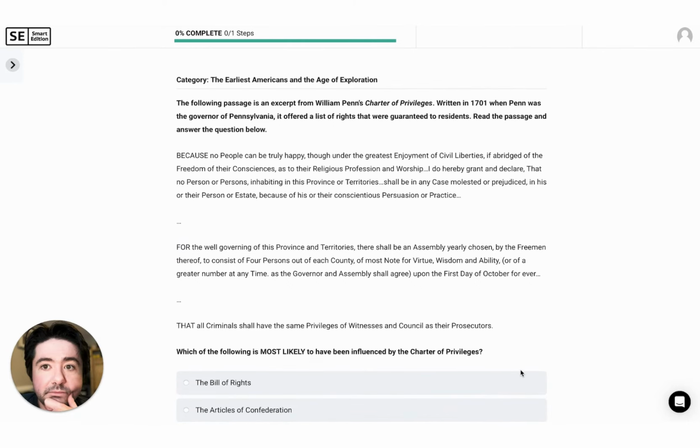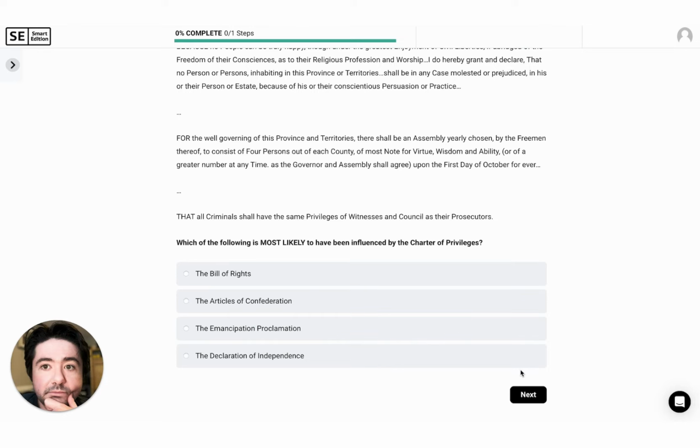Same passage, new question. Which of the following is most likely to have been influenced by the Charter of Privileges? Is it the Bill of Rights, the Articles of Confederation, the Emancipation Proclamation, or the Declaration of Independence? All 4 very important documents in American history.